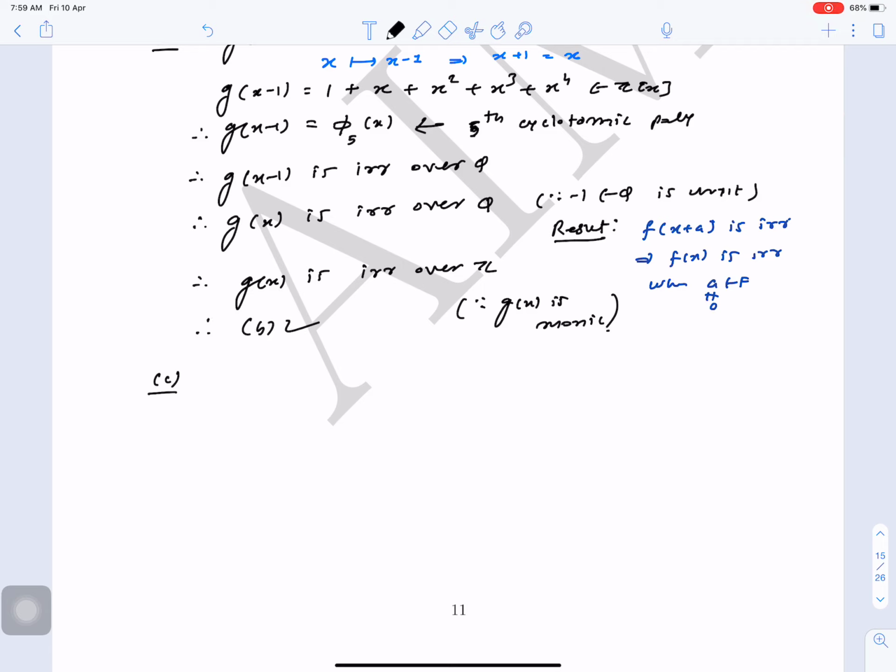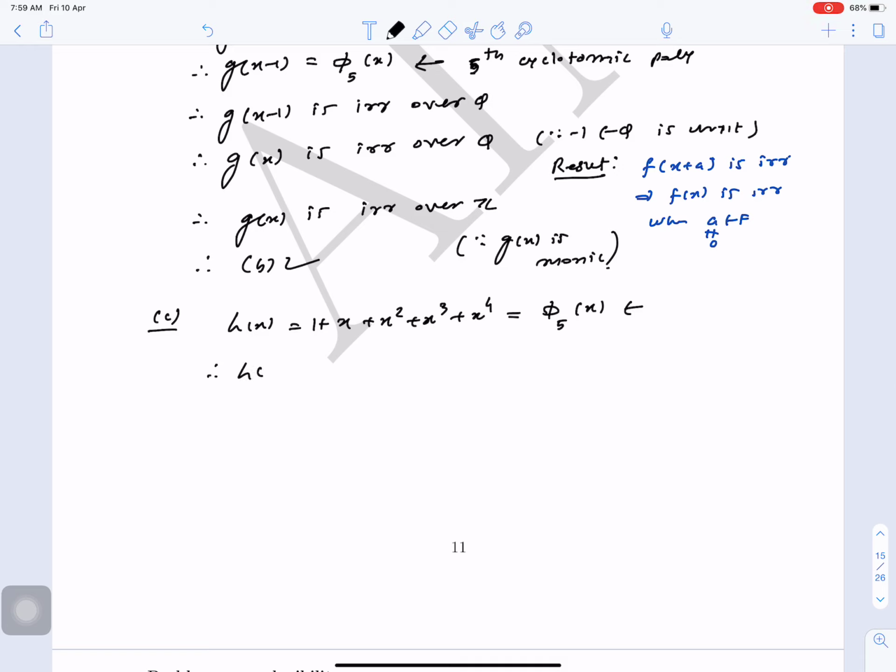Now for option C, let me say it is h(x). h(x) is 1 plus x plus x square plus x cube plus x raised to 4. So it is phi(x), the fifth cyclotomic polynomial. Therefore h(x) is irreducible over Q. Therefore h(x) is irreducible over Z because h is monic. So option C is also correct.